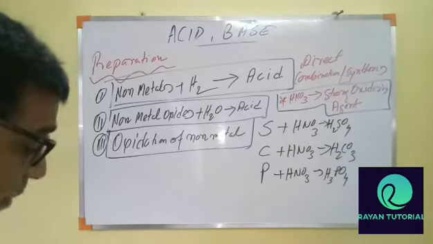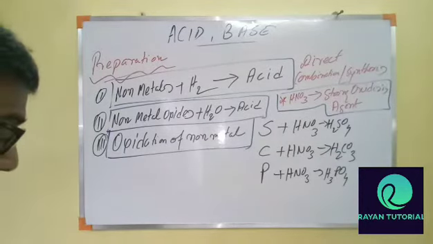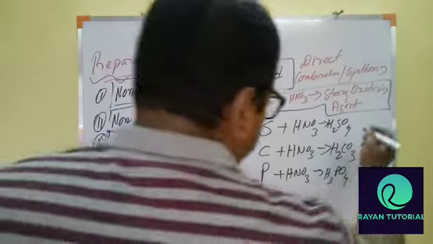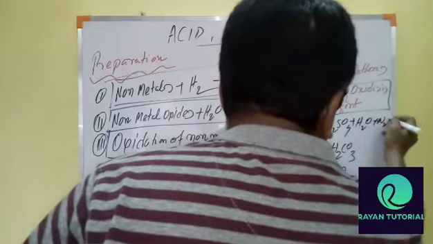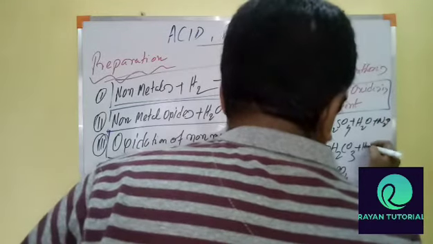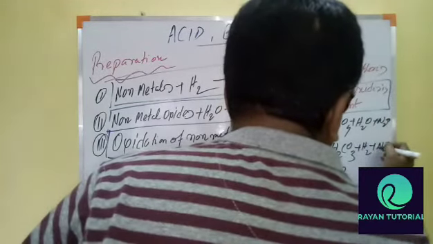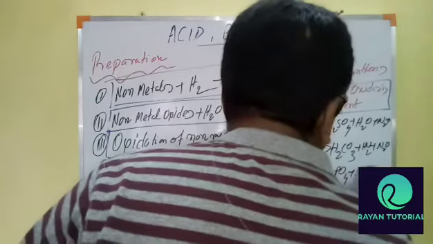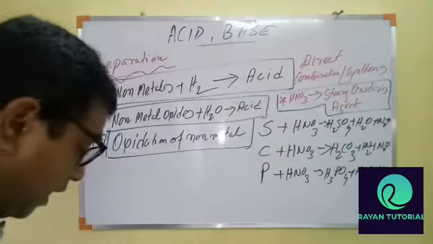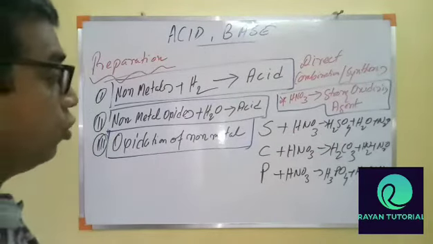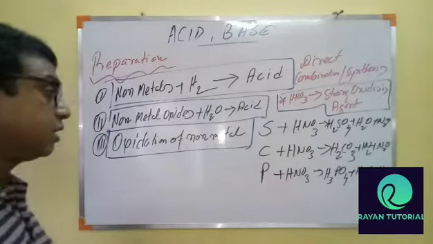Yes, we will be getting some byproducts. What are the byproducts? The byproducts will be water and nitrogen oxide. Water plus N2. Clear? Understood? Now balance the equation.